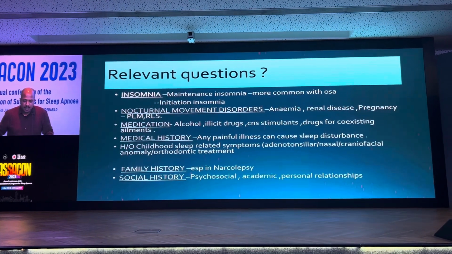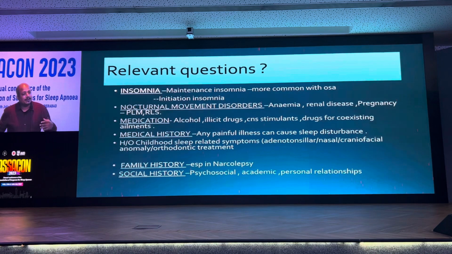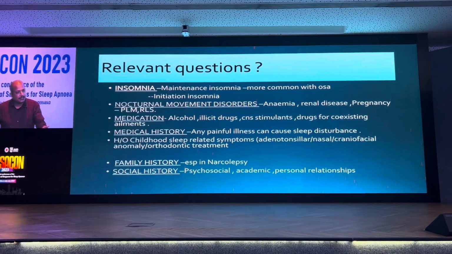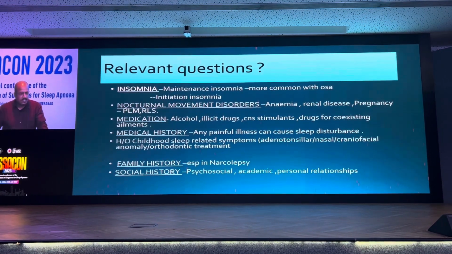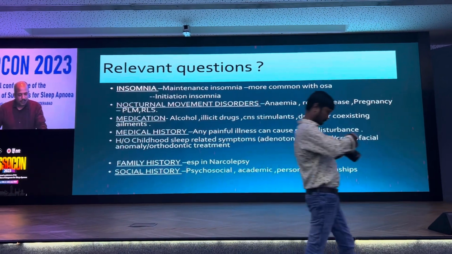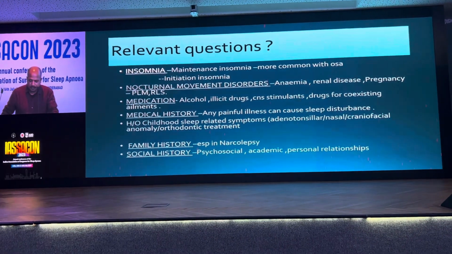Relevant medical history needs to be taken, including whether during childhood the patient had any childhood-related sleep breathing disorders, and whether the patient had any history of adenoidectomy or tonsillectomy. All these need to be documented. And family history of narcolepsy and psychosocial history play a big part.